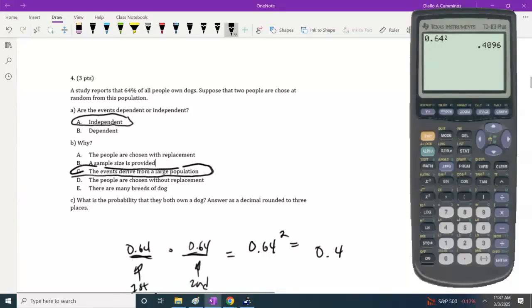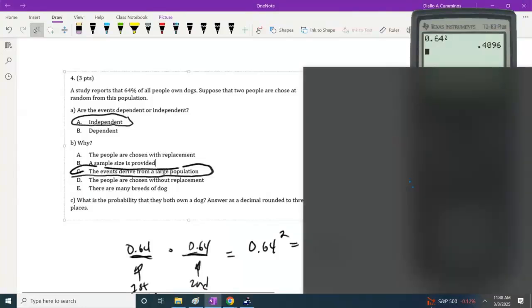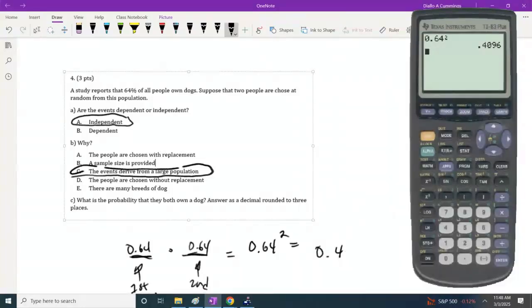It says round to 3 decimal places. So if I look at my third decimal place, I look over to the right. Since this number is 5 or higher, I have to round this 9 up to a what? 1. So that should actually be 0.41 rounded to 3 decimal places.